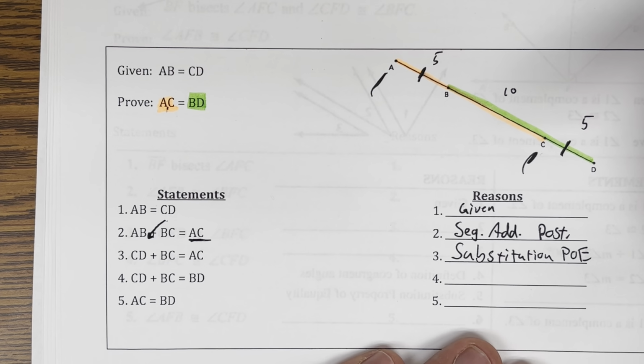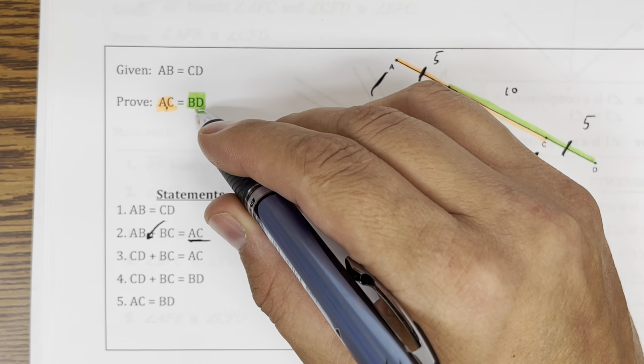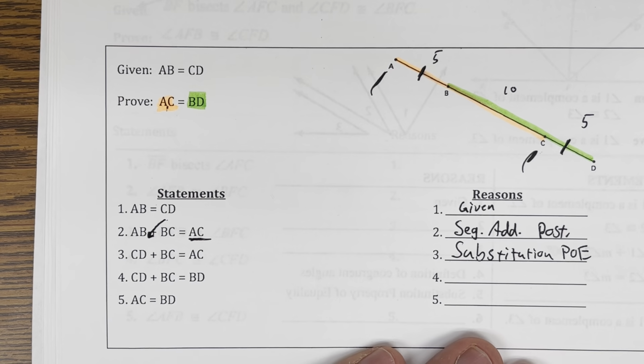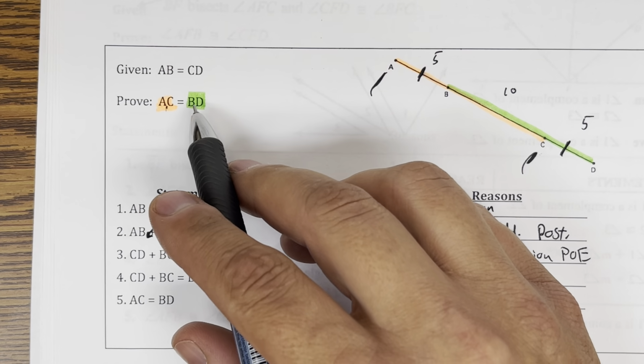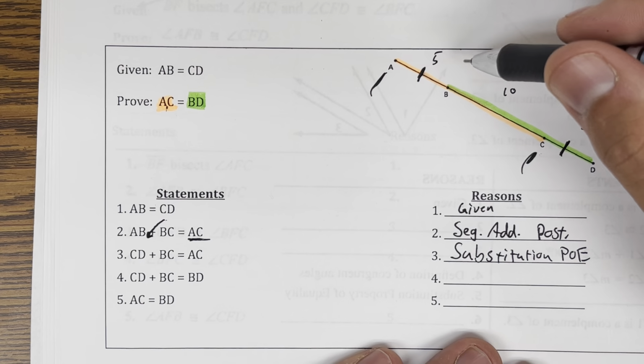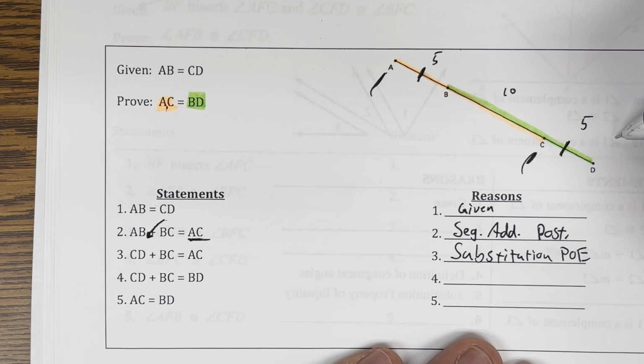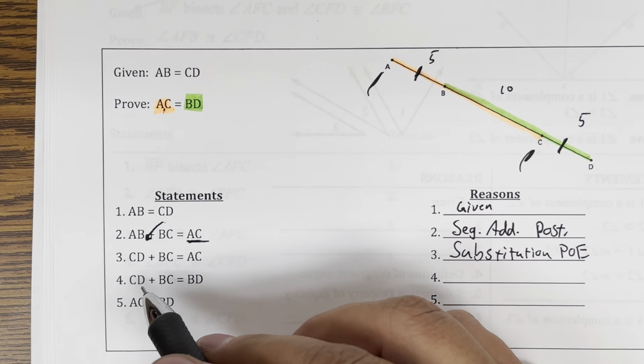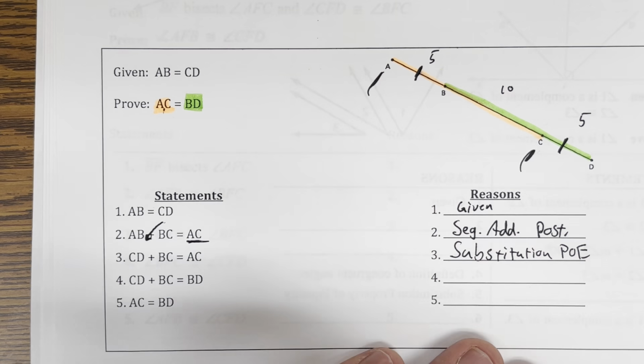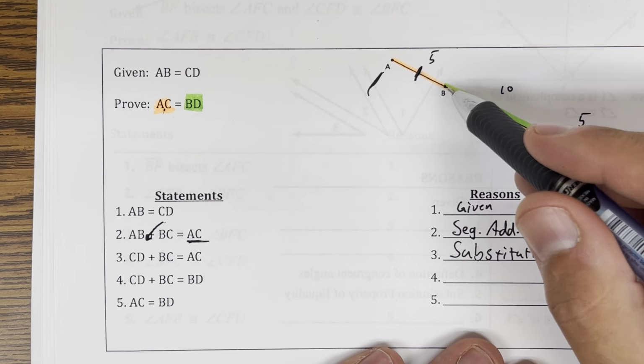All right, so I got AC in the game. Now we need to get BD in the game. Somehow I need to get BD involved, all right? If I need to get BD at the end, I need to get him into the proof somehow. So when I look from B to D, again, I can use the segment addition postulate. CD plus CB, or BC, however we want to label it, is equal to the whole length of BD.